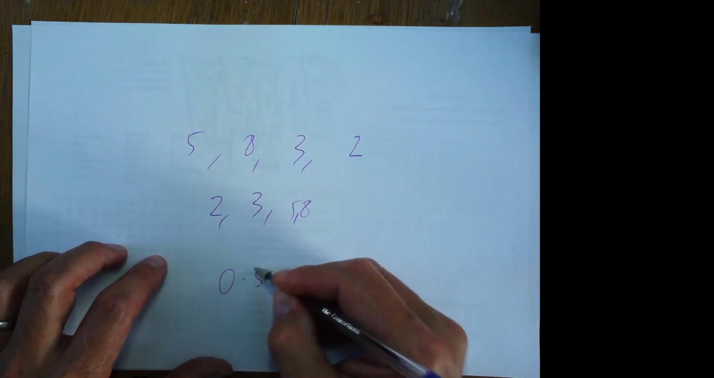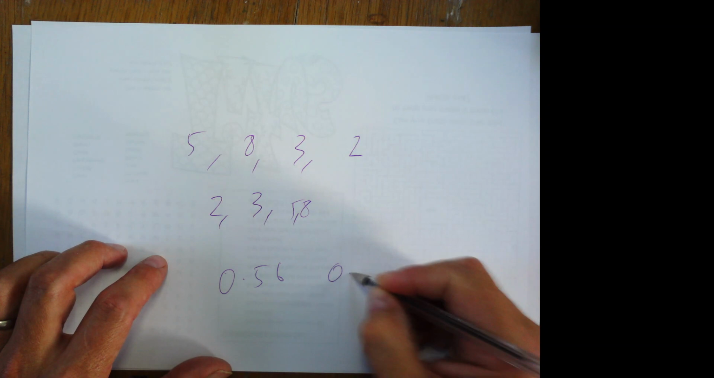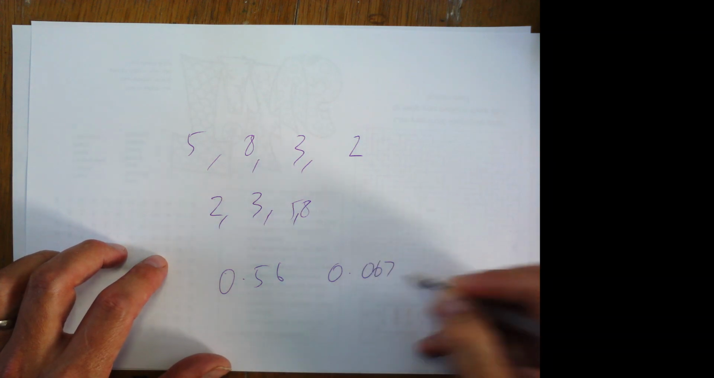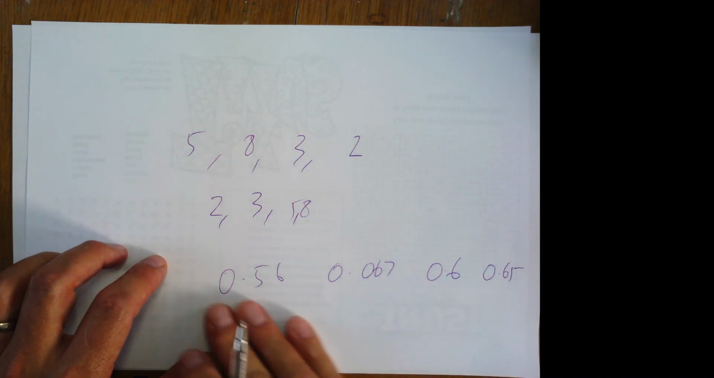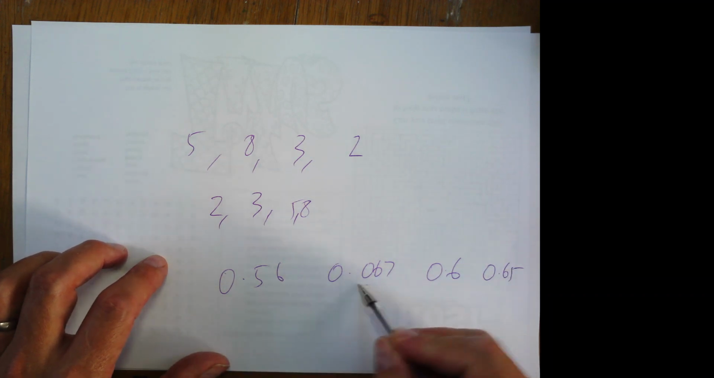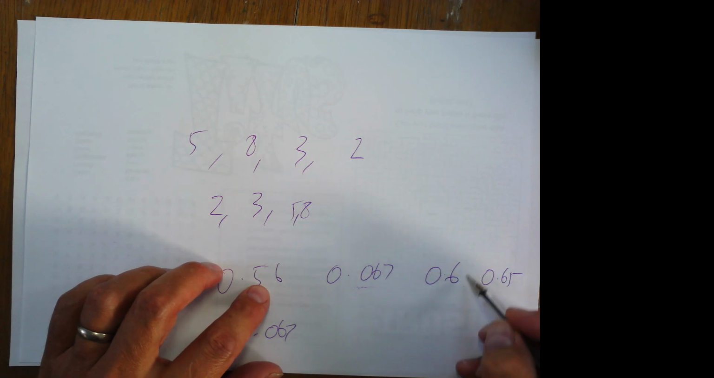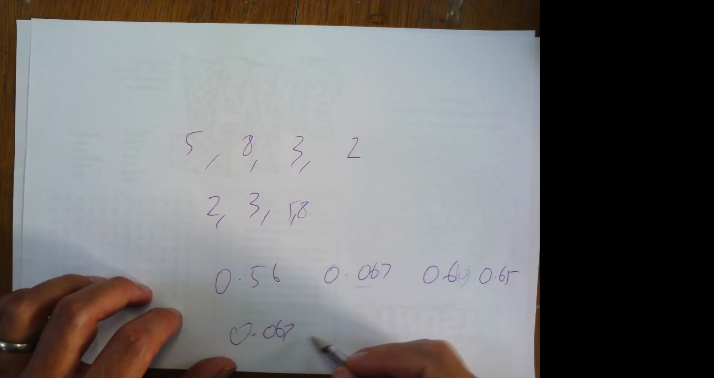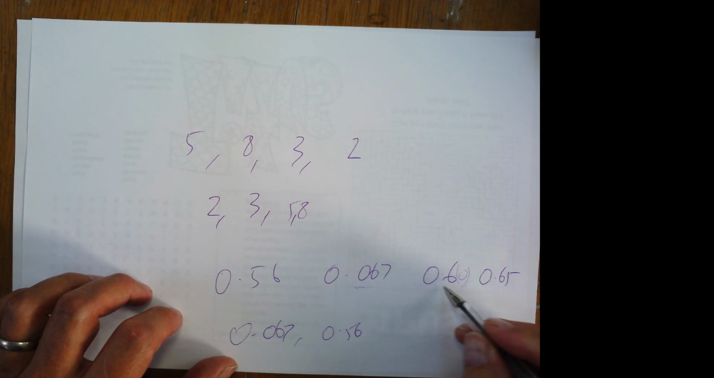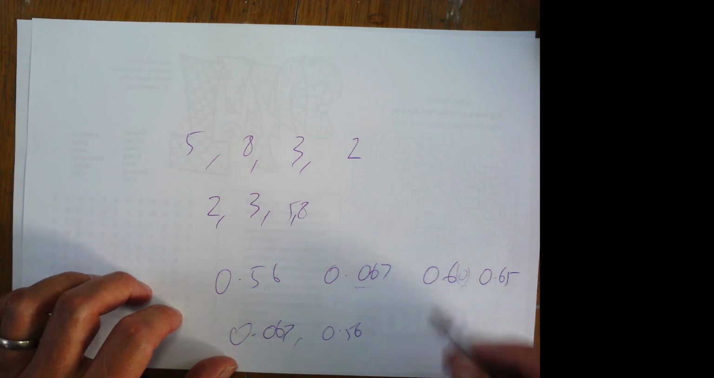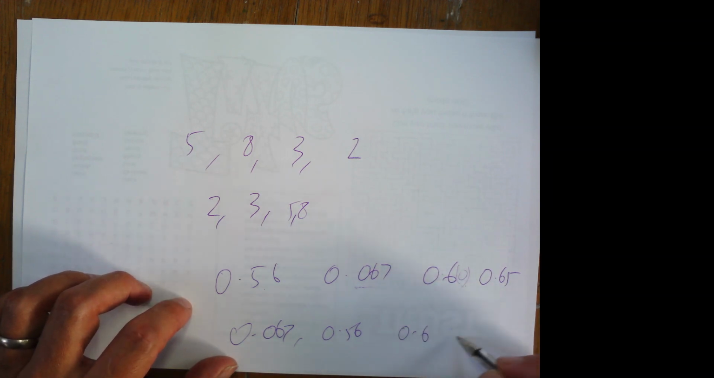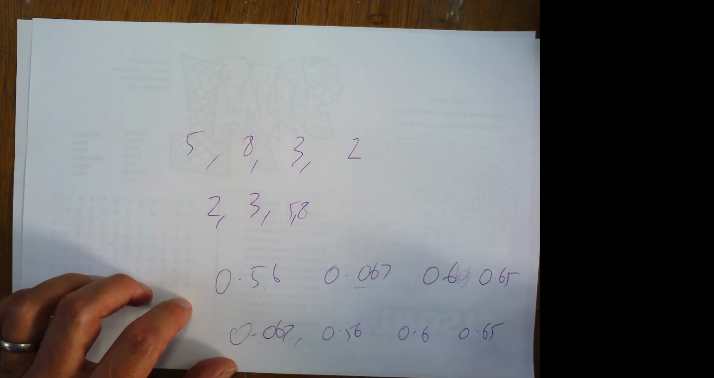And if you've got numbers that were 0.56, 0.067, 0.6 and 0.65, again you would look for the smallest number. Now the smallest number is this one because there's a 0 there, so 0.067. Then you'd look for the next number, which would be this one, because imagine that's 0.60, so that would be 0.56. And then 0.6, because you're adding a 0 on the end of that, and then you've got 0.65. So ordering numbers isn't massively complicated.